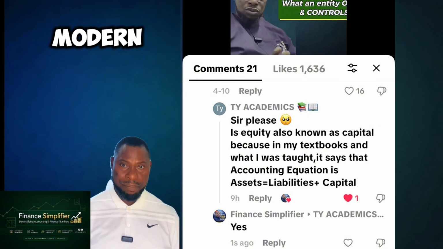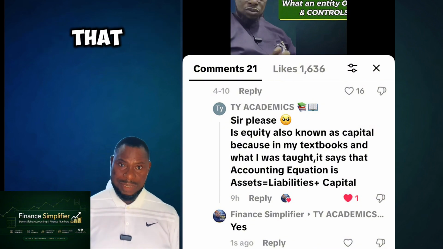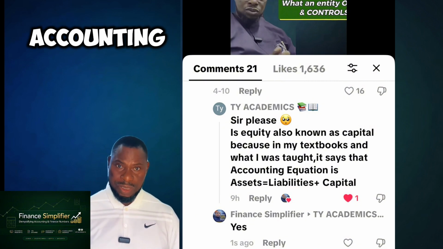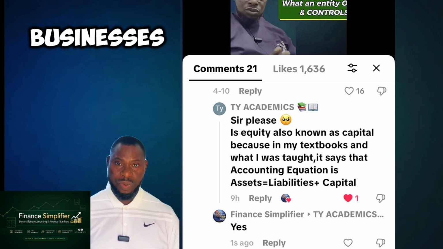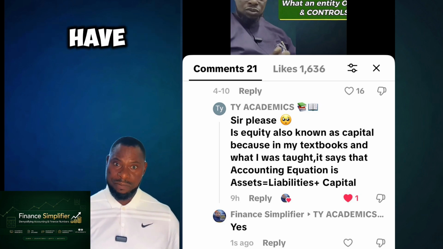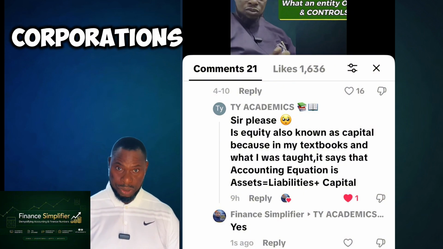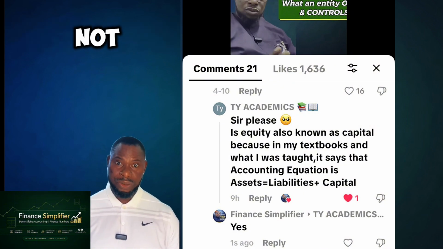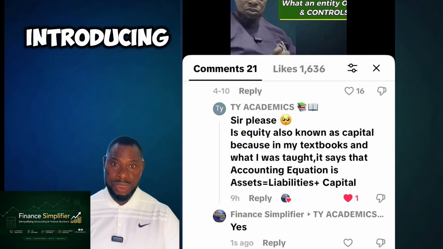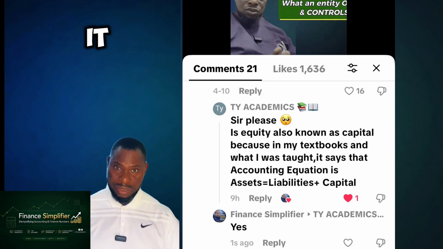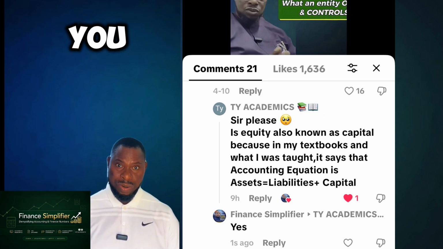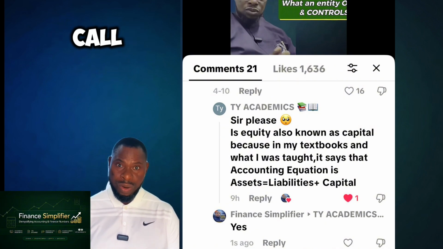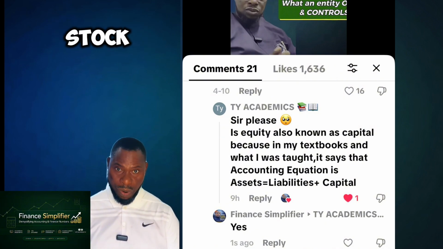But with modern businesses, calling that part of the accounting equation capital is not enough. In modern businesses, we have partnerships, we have multinational corporations. And it is not just you accumulating money and introducing it, going to buy stuff, and then you call it capital. No, you buy shares, which we call ordinary shares, or common stock. So it is not the same thing.